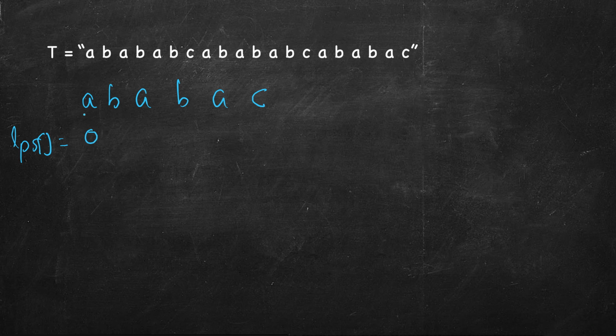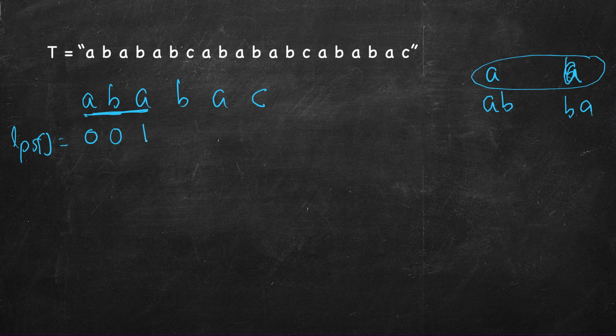For the second, now it's AB. So in AB, what are the prefixes? Proper prefixes, just A, and proper suffixes, just B. So there is no match. So it's again 0. If you look at this part, what are the prefixes? Proper ones, A and AB, and suffixes are A and BA. So this is a match of length 1. So here it will be 1.